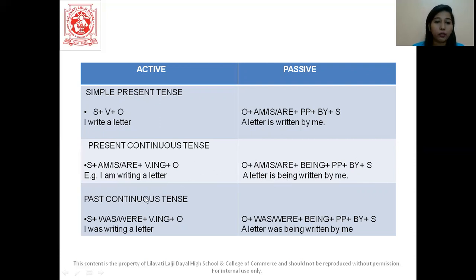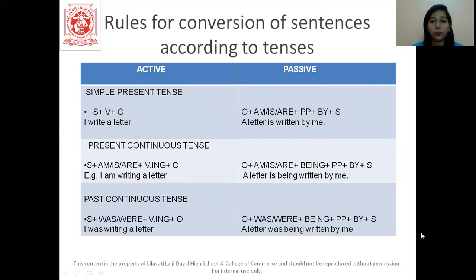So you can easily convert your active to passive or passive to active. Then we have past continuous. Here what is changing is our helping verbs, correct? Subject plus was plus verb in ing plus the object. So our sentence is: I was writing a letter. It gets converted to: a letter was being written by me. Was being written. You have to keep this in mind. By is what you already know; in passive voice we are using by.